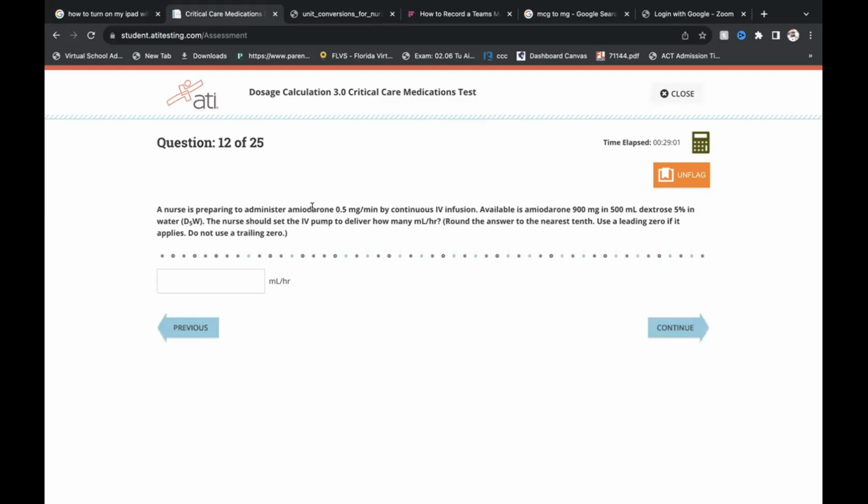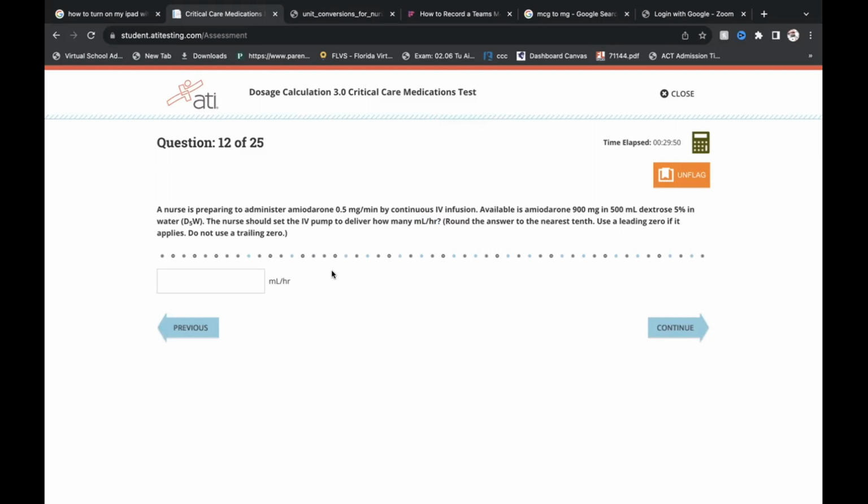A nurse is preparing to administer amiodarone 0.5 milligram per minute by continuous IV infusion. Available is amiodarone 900 milligram in 500 milliliter. The nurse should set the IV pump to deliver how many milliliters per hour, which means, oh, we're rounding to the nearest tenth, which means we're going to be converting this minutes to hour. Not too difficult. So we know that we're administering 0.5 milligrams per minute.